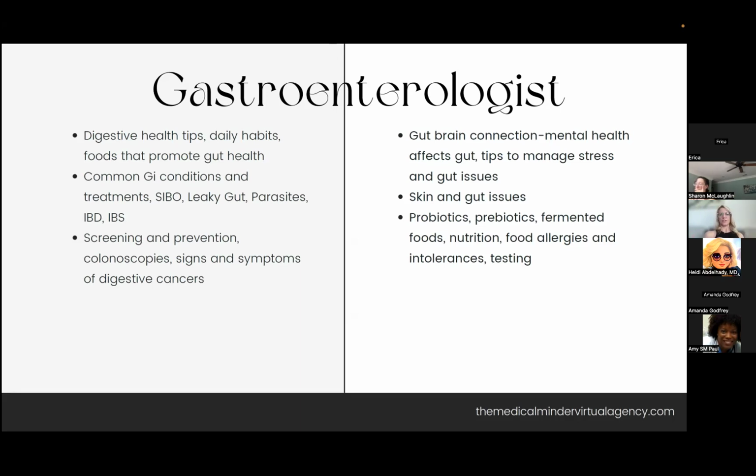Screening, prevention, colonoscopies: what can they expect with their first colonoscopy? Why are they having these gut issues? Is it cancer or is it just IBD, or do you just need probiotics? Gut-brain connection and mental health. A lot of people are having mental health issues, and it could be their gut and their hormones, their chemicals are off, so educate about that. Skin and gut issues: you can always partner with dermatologists and collaborate about the skin and gut connection. Probiotics, prebiotics, fermented foods, nutrition.